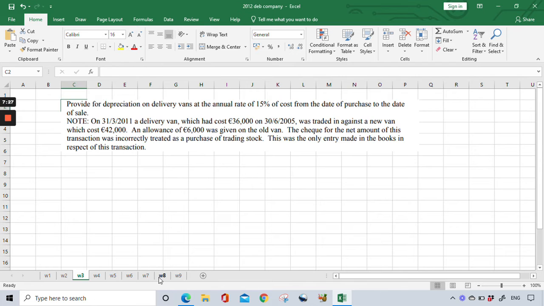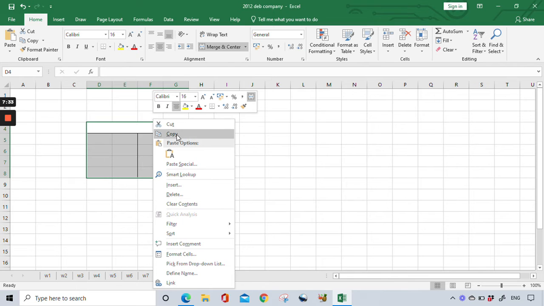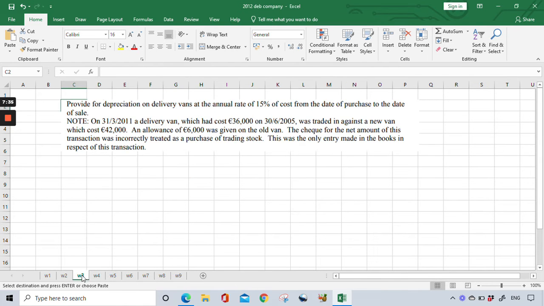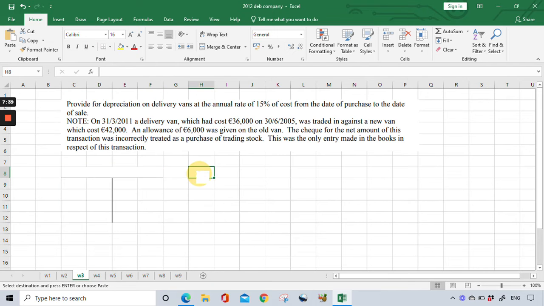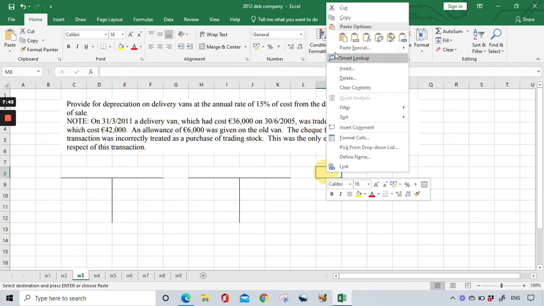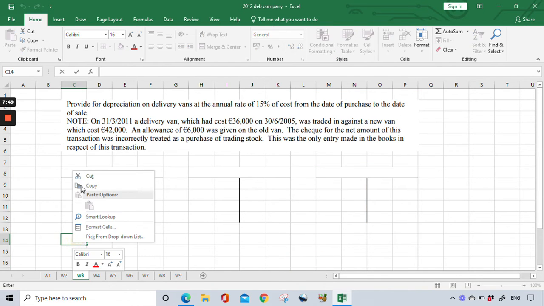Note 3, my delivery vans. So I'm just going to get myself a T account here. I'm going to copy it a few times. So remember, we're looking for 5 figures here. And okay, I'm going to do one down here as well.